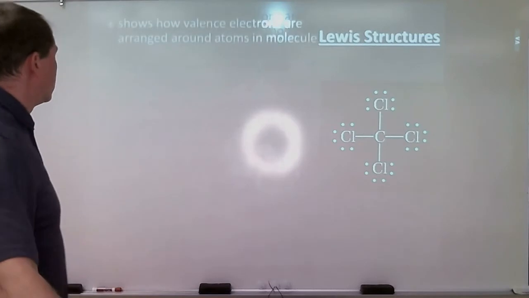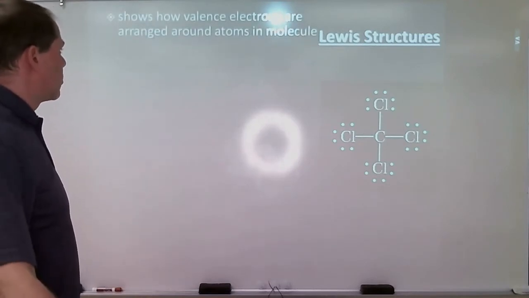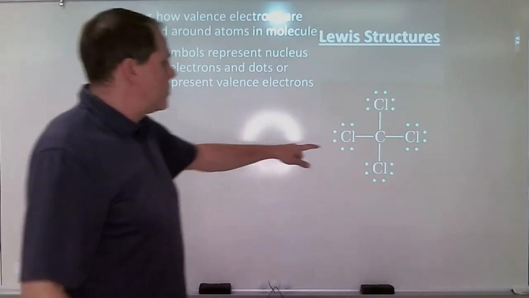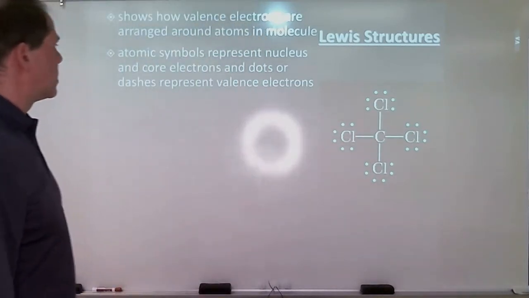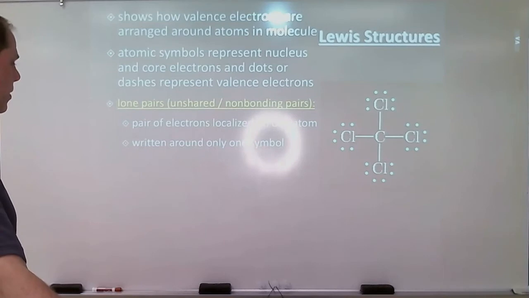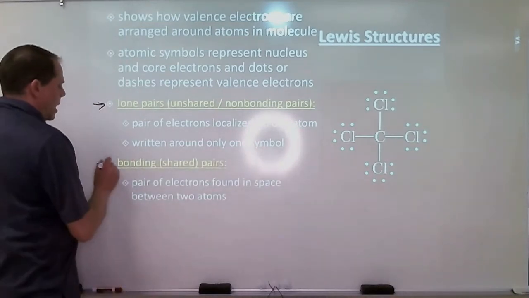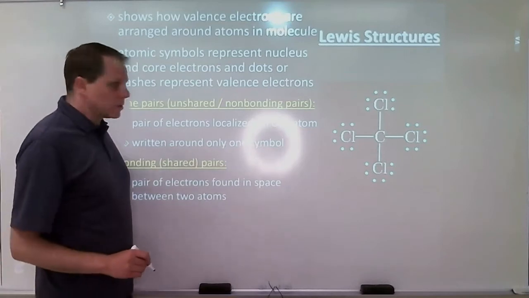Let's take this a little bit further. It shows how the valence electrons are arranged around the atoms in the molecule. And again, remember the symbol of the element represents the nucleus. The electrons are the valence electrons around the outside. Now we have 2 types of electrons we want to talk about, the lone pairs and the bonding pairs.